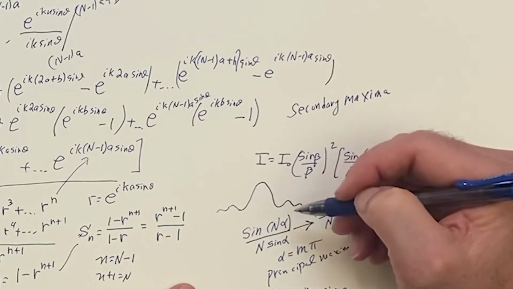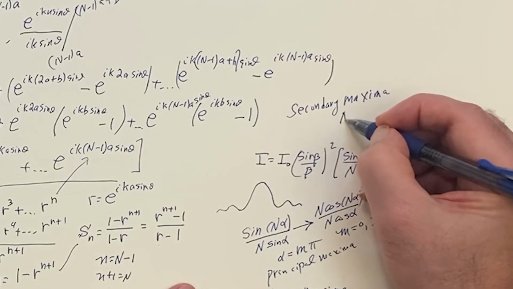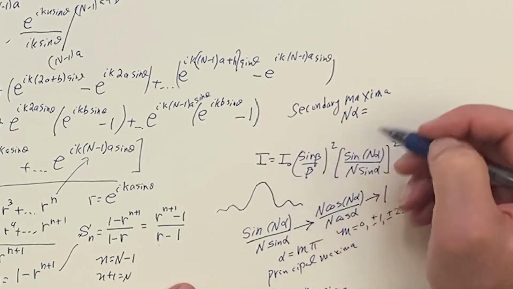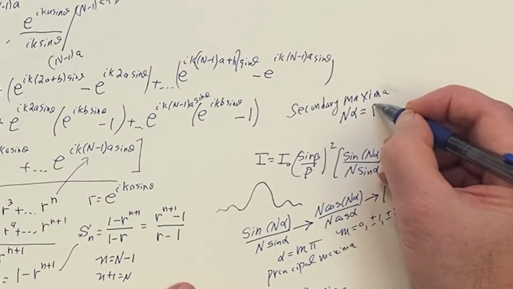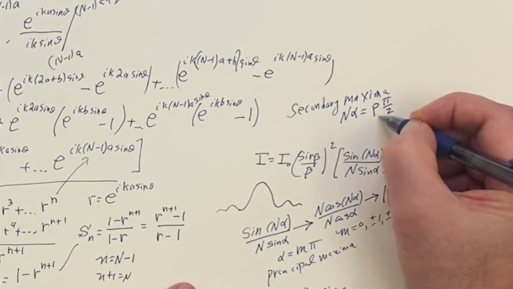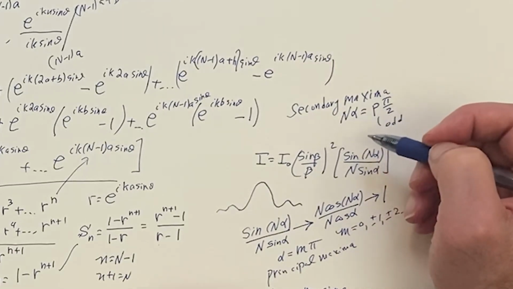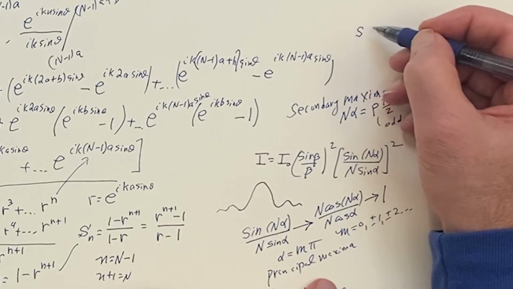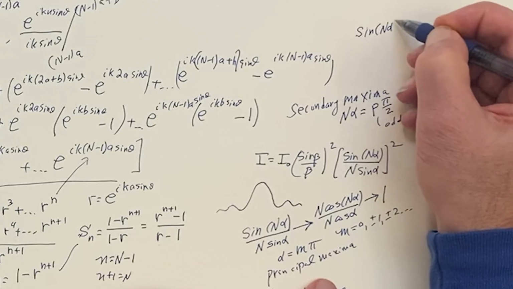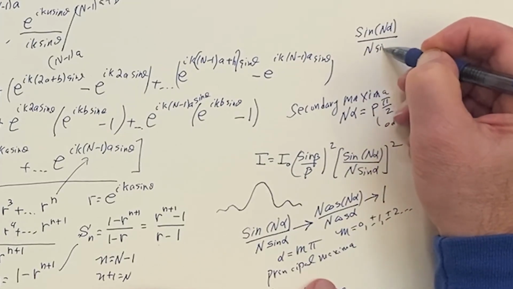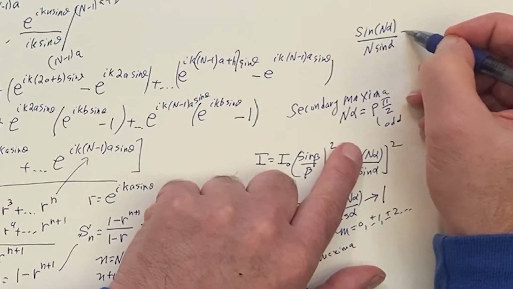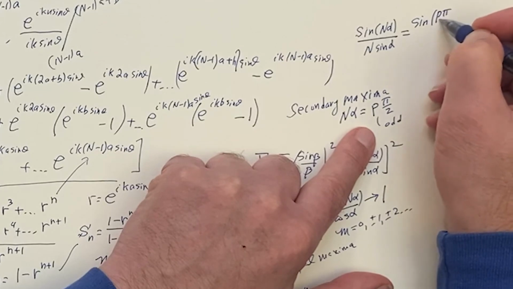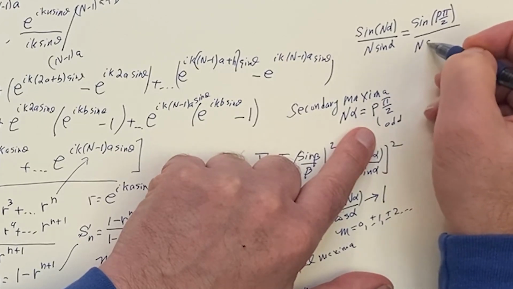All right, then you square it and you get 1. So that's going to occur when n alpha is equal to like pi over 2 or 3 halves pi. So let's say this is some p times pi over 2 where p is odd. So that's going to get the sine to be maxed out. So let's look at the sine here of n alpha over n times the sine of alpha. And I'm going to put in here p pi over 2 and then n sine alpha.